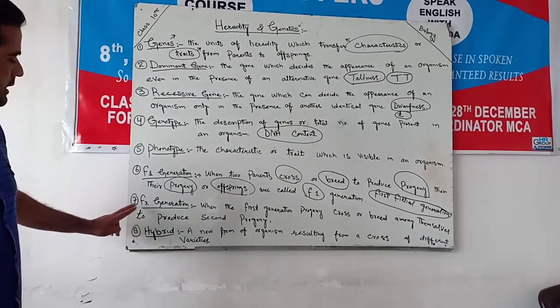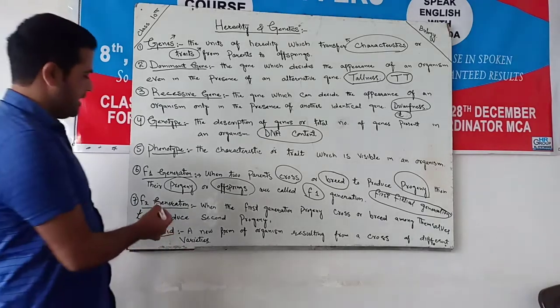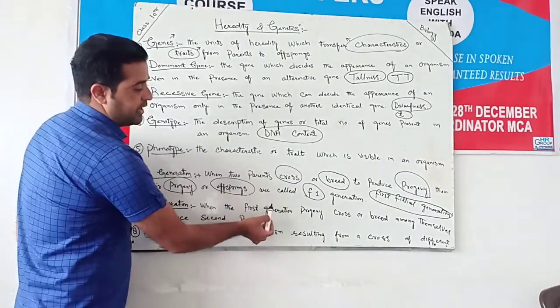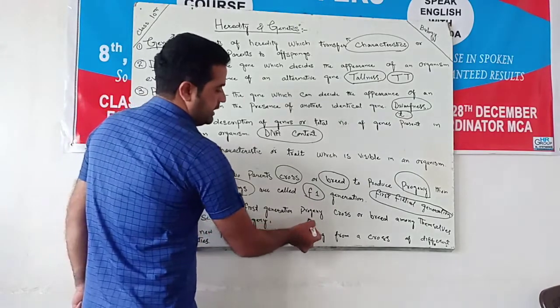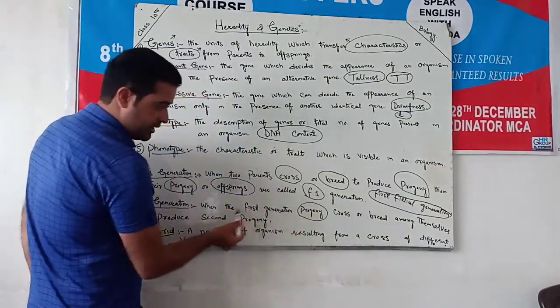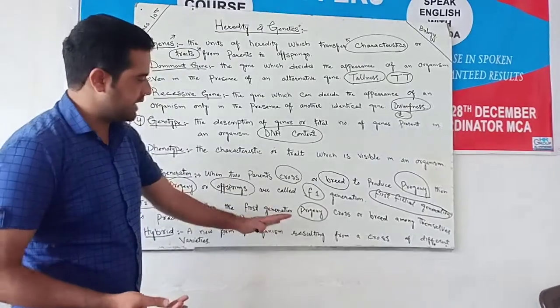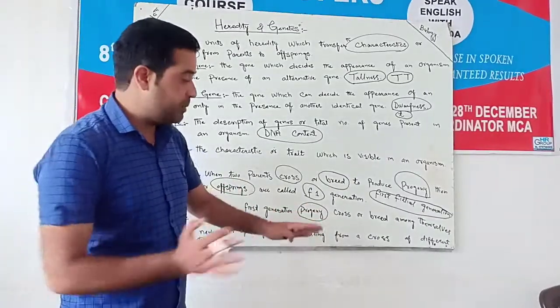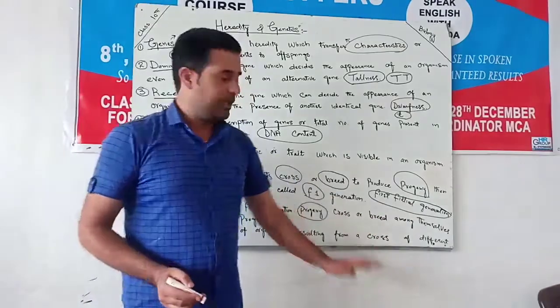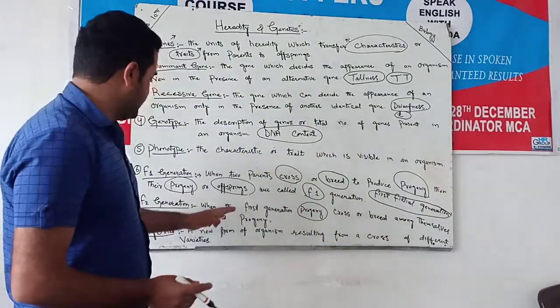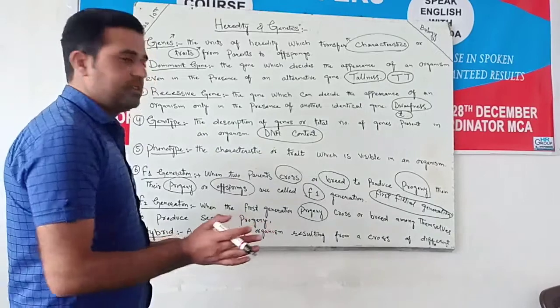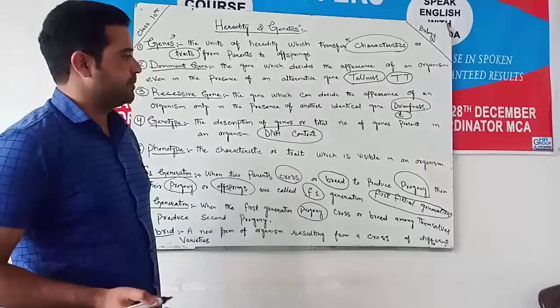Number 7 is F2 generation. When the first generation progeny, that is, the offsprings of the first generation, cross or breed among themselves, then this progeny is called the F2 generation.